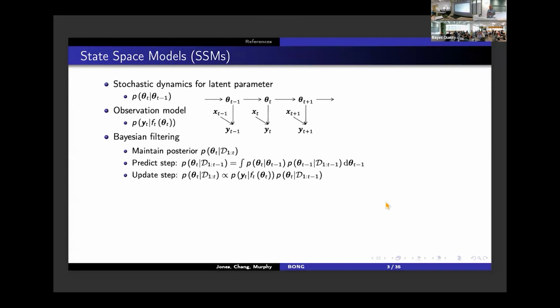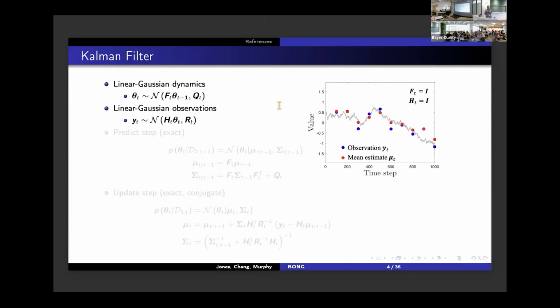So Bayesian filtering involves two steps. There's a predict step where you go from the posterior on theta t minus 1, given all the prior data up to t minus 1, and you push it through the dynamics, as shown here, to get an iterative prior on the next step. And then there's an update step where you observe yt, and you get a posterior on theta t using Bayes' rule. Just to get us all grounded, the most common example of Bayesian filtering is the Kalman filter, where the dynamics are linear and Gaussian, and so are the observations.